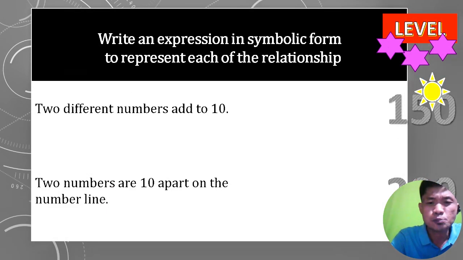You write an expression in symbolic form to represent each of the relationships. 2 different numbers add to 10. Oh my God. What will be the 2 numbers? And the other one, 2 numbers are 10 apart on the number line. Oh!